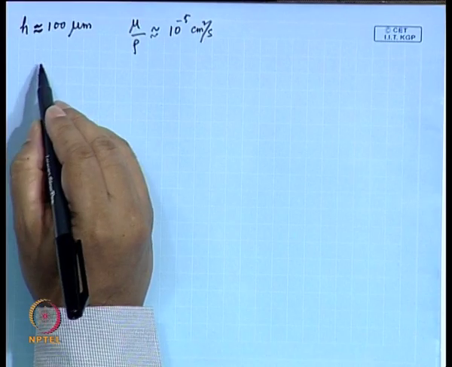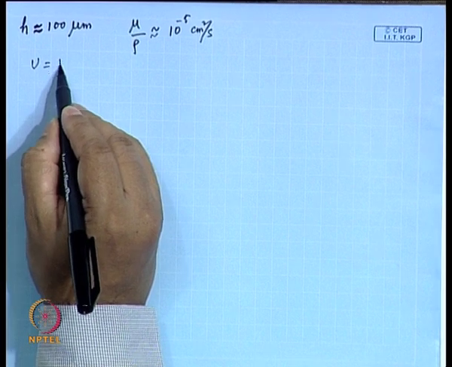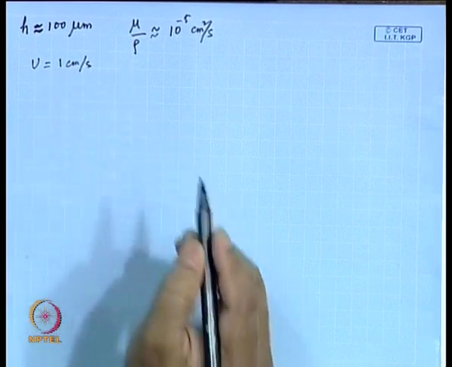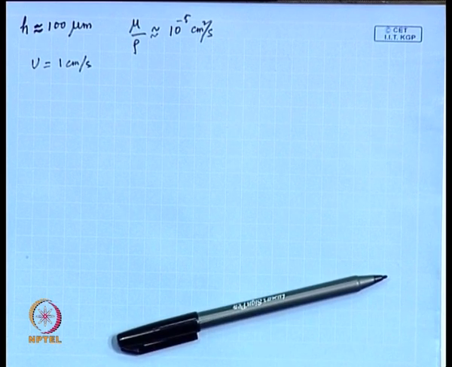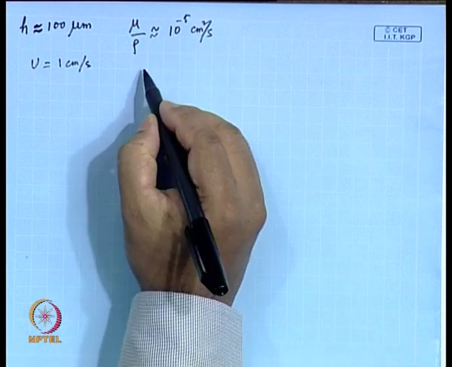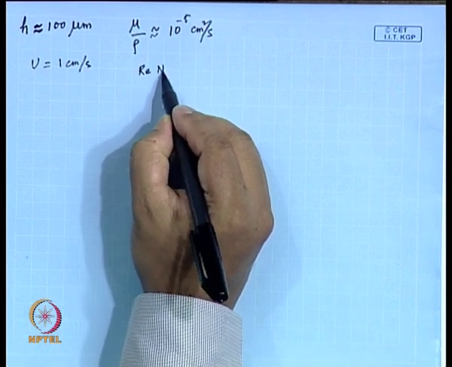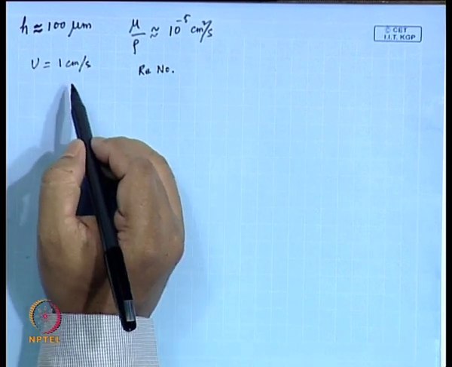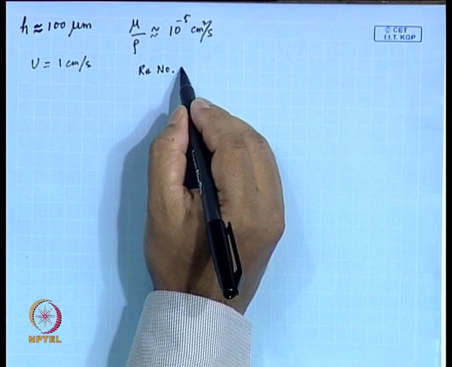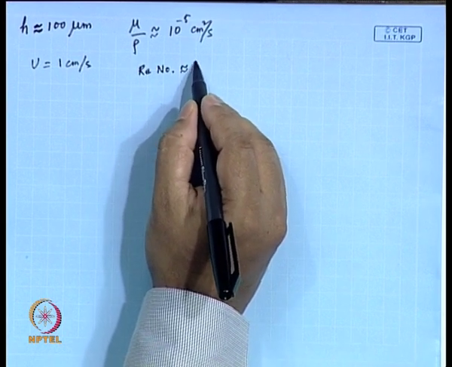Then if we consider a velocity of 1 centimeter per second, which is reasonable, think of a microstructure device which you are going to insert in the human body. A velocity of 1 centimeter per second would be considered pretty high in that respect. If we use these parameters and check the Reynolds number, you will find that even with a higher level of velocity, your Reynolds number comes close to 1.